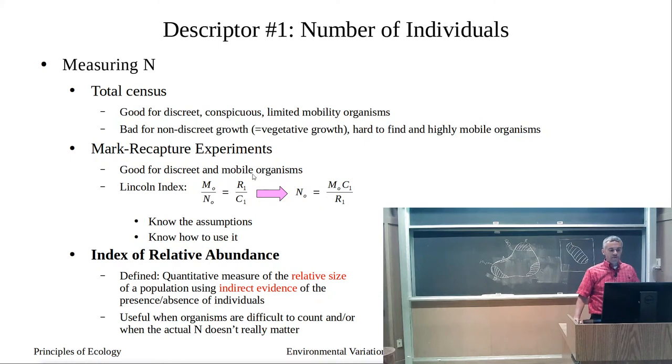And a lot of them are based on this Lincoln Index, where you have the individuals marked at the beginning, divided by our total population size at the beginning. And this ratio is equal to the ratio of marked individuals recaptured, R, to our total captures. And then you rearrange it and you get our estimate.